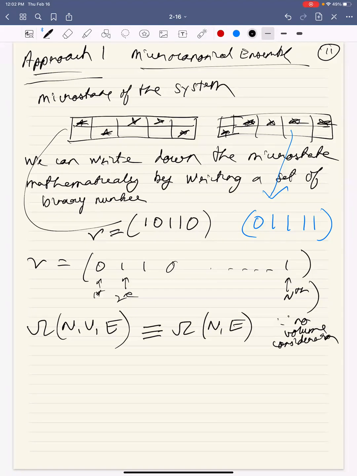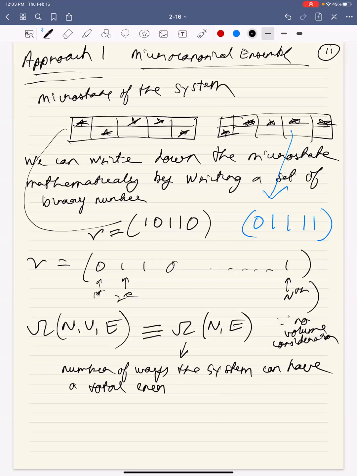Now it starts to get interesting. What is omega of N, V, E? Omega of N, E is the number of microstates you can have corresponding to a certain energy E, right? So this is the number of ways the system can have a total energy E.